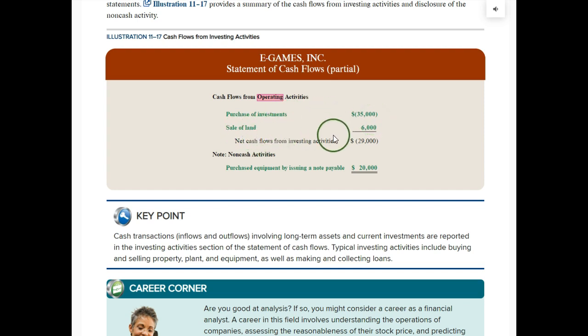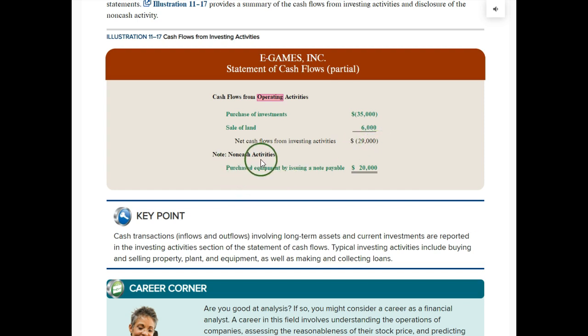When we sold the land, we had $6,000 cash coming in the door. Don't place here your $10,000 or your loss of $4,000. Put down here cash. We sold the land for $6,000 cash. Cash goes in this section. And so again, we purchased investments, negative cash flow. We sold land, positive cash flow. So to net this out, negative $29,000 in cash going out the door.